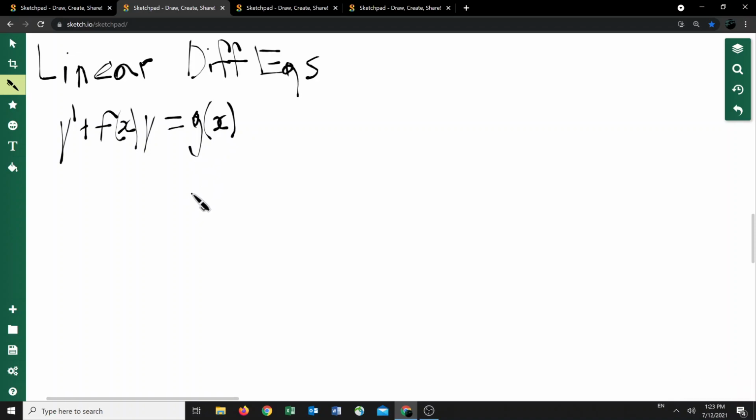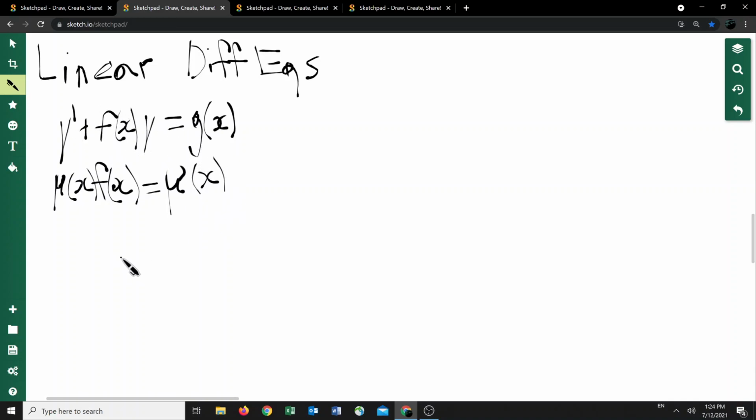Now what we're going to do is define a function. This is where it kind of gets weird. We're going to define a function with the following property. It's called mu of x, and the property is that mu of x times f of x spits out mu prime of x. This might seem arbitrary, but in fact we can find some function mu of x like that for any continuous function f of x. Hence the condition that f of x is continuous.